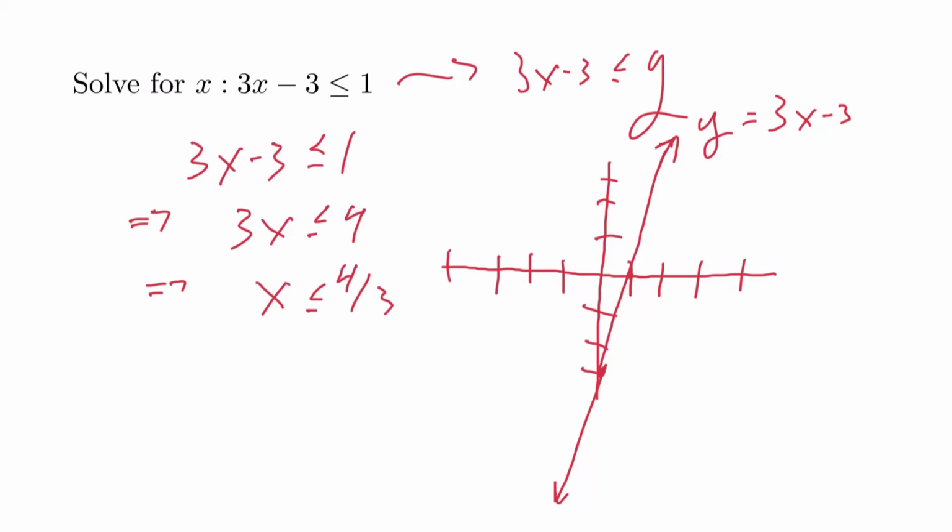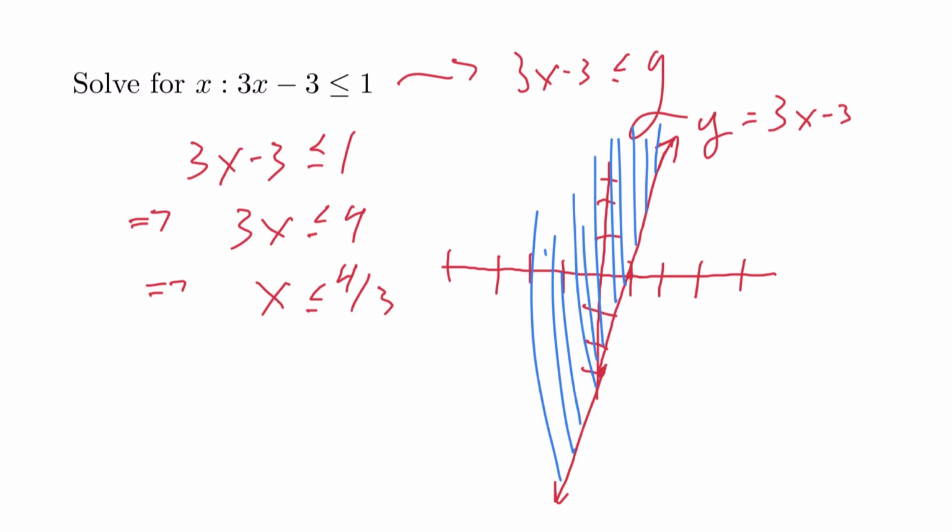So what is this inequality? Well, I want y to be greater than or equal to 3x minus 3. So I should be above this line. So I'm going to shade this region here. So everything up here is this inequality.